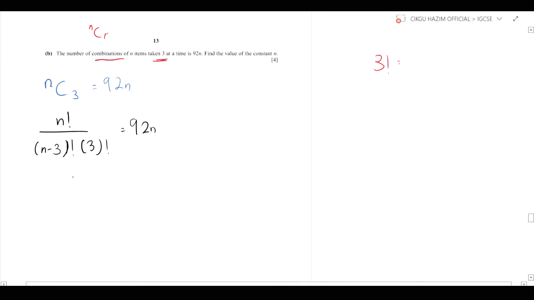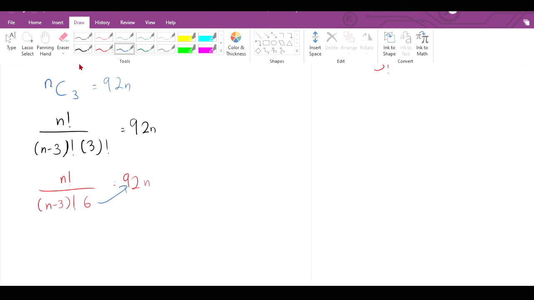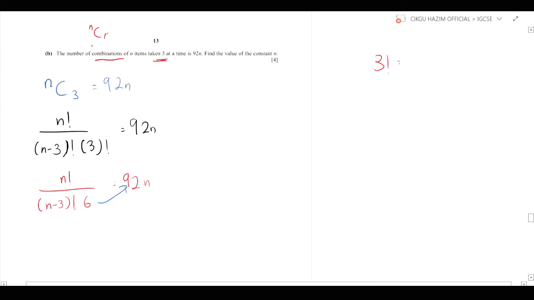So I'm just continuing over here. n factorial divided by n minus 3 factorial multiplied by 6 equal to 92n. I can move this 6 to the right side, it becomes multiply. And what can we do about n factorial divided by n minus 3 factorial? We can eliminate the n minus 3 factorial. How can we eliminate it? Remember the formula of a factorial; you can go back to your notes. Imagine if I have 5 factorial. 5 factorial means 5 multiplied by 4 multiplied by 3 multiplied by 2 multiplied by 1.